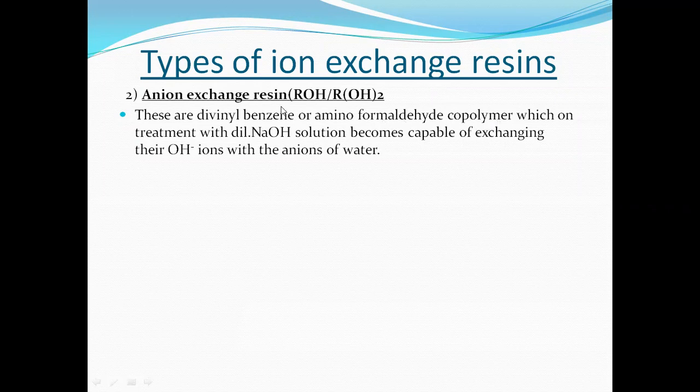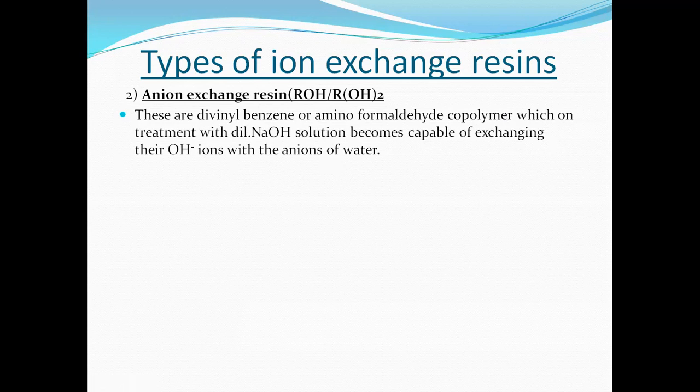Now, again, as I told you, these polymers, these resins, they are neutral, and we have to do some treatment with this. We have to add some alkaline group into this resin. So how we are going to add this? So these polymers, they will be treated with dilute NaOH solution. Okay, so that the OH group will be attached to this anion exchange resin, and that will be capable of exchanging their OH minus ions with the anions of water.